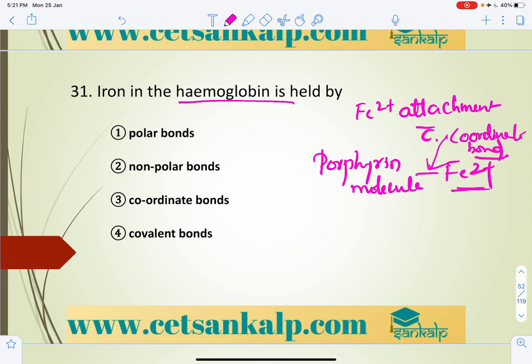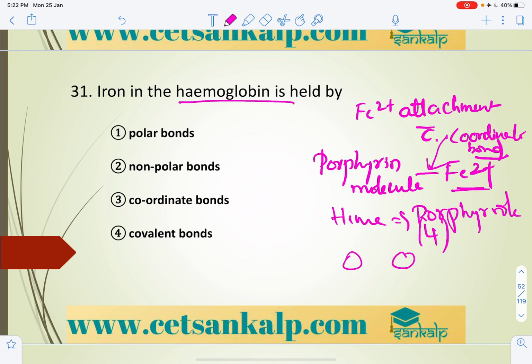We know that generally there is a heme group. The heme group is made up of a tetrapyrrole ring, four pyrrole rings, and each will be with one iron molecule. So there are four iron molecules which can carry four oxygen molecules.